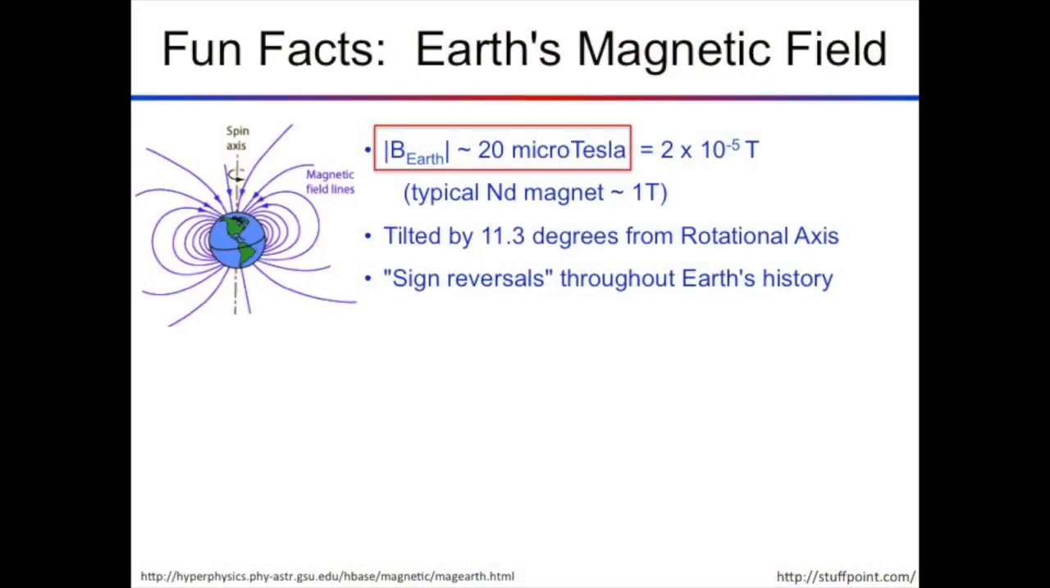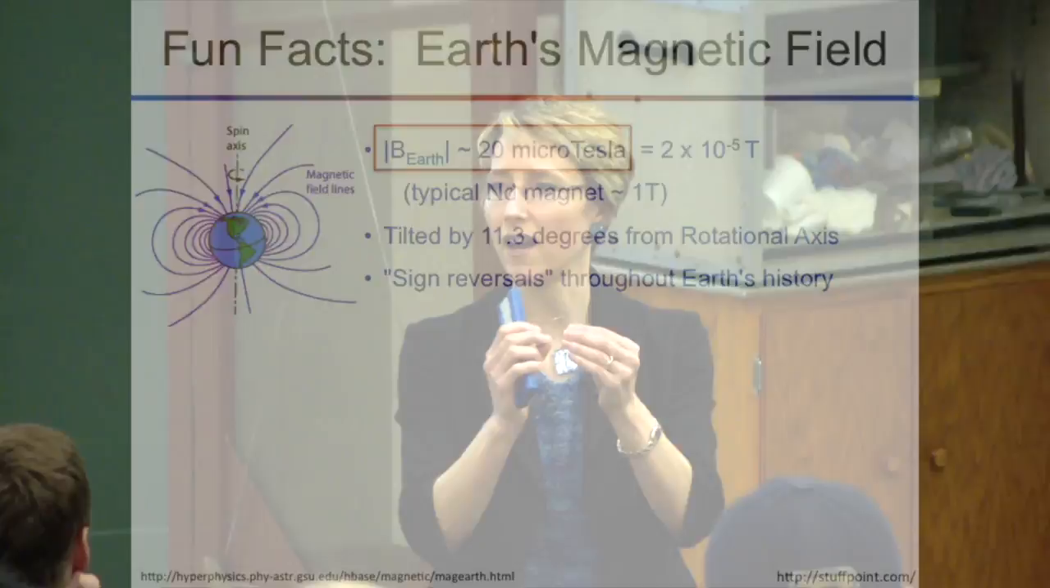So it's about 20 microtesla. Okay? A typical neodymium magnet, so if you've played with those teeny tiny permanent magnets, the really strong ones, they're called rare earth magnets or neodymium magnets. Those have a field of about a Tesla. So the Earth's magnetic field strength is about 10 to the 5 times smaller, so about 100,000 times smaller than that.